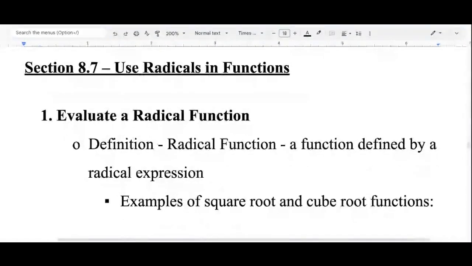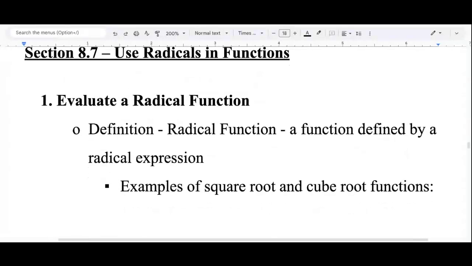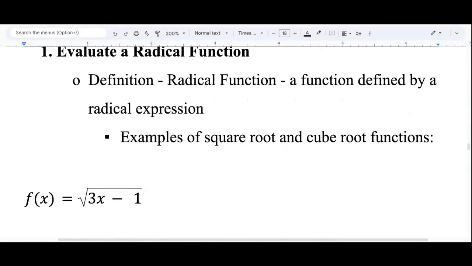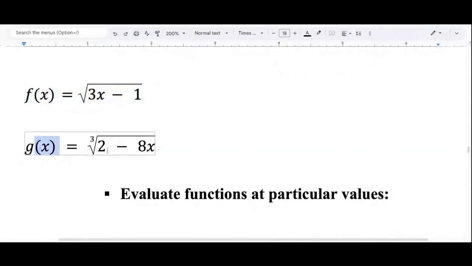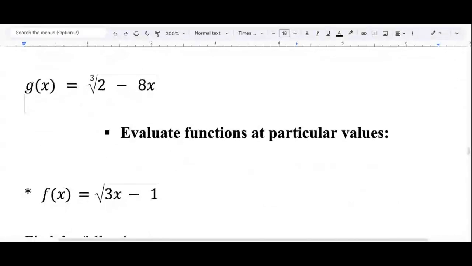Okay. The next section is using radicals in functions. So we have functions that involve radicals. Let's say f of x equals the square root of 3x minus 1. G of x is the cube root of 2 minus 8x. Those are two examples. Right?